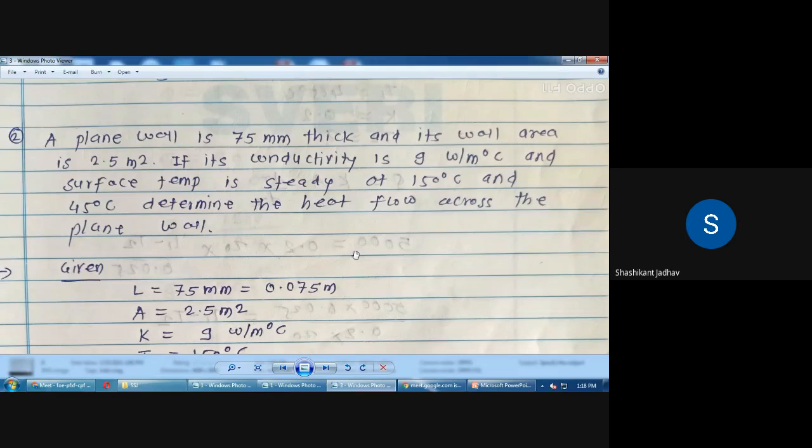Anyone get the answer? Okay, Dhanashri Sonone. Okay, Rhythm Parmar. What about others? Only 4-5 students are solving the problems. What about the others? Please solve the problems on your own. Without solving the problems, you can't understand the concept. So these are simple problems related to heat transfer.